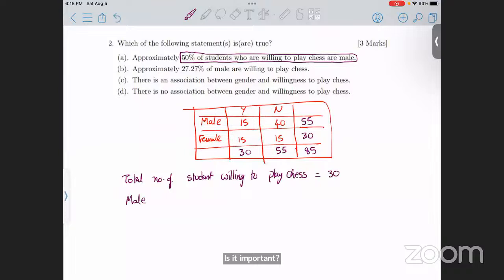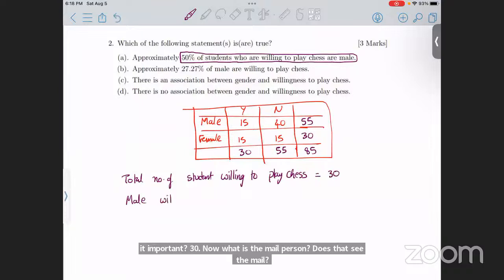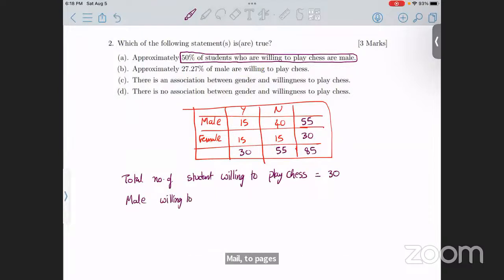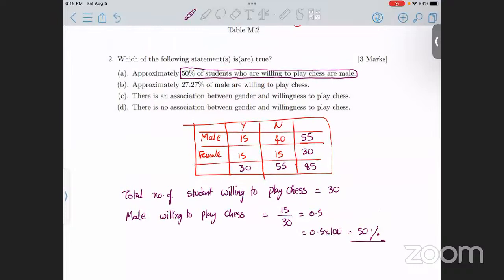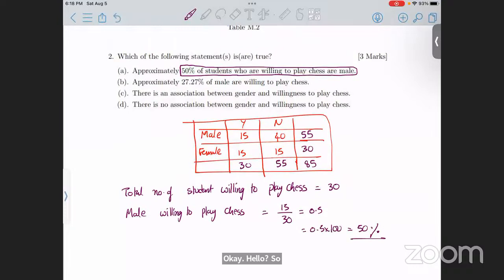Now, what is the male percentage? Male willing to play chess, 15 by 30, that is equal to 0.5. It is percentage, so 0.5 into 100, that is equal to 50%. So the first option is correct. True.